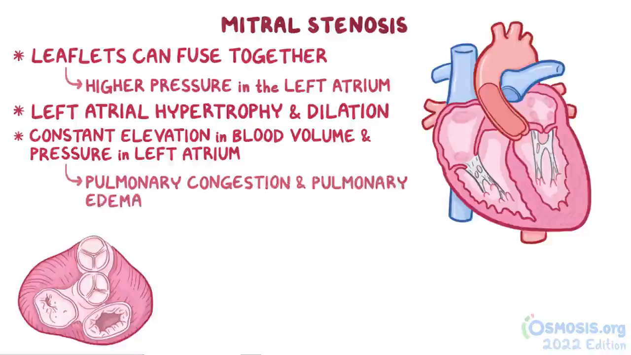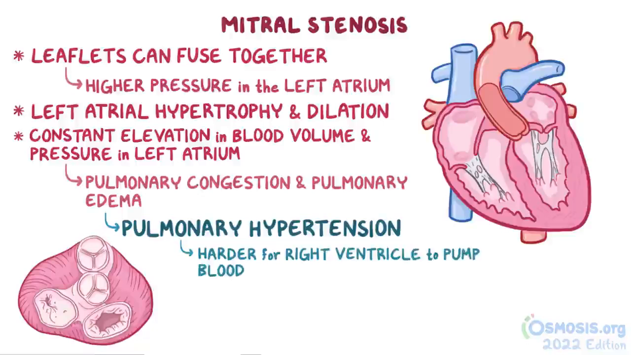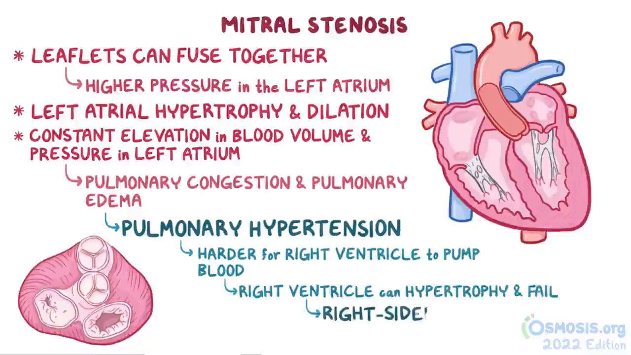All this extra blood volume in the pulmonary circulation causes pulmonary hypertension, which can ultimately make it harder for the right ventricle to pump blood to the lungs. And over time, the right ventricle can hypertrophy and ultimately fail, which is called right-sided heart failure.